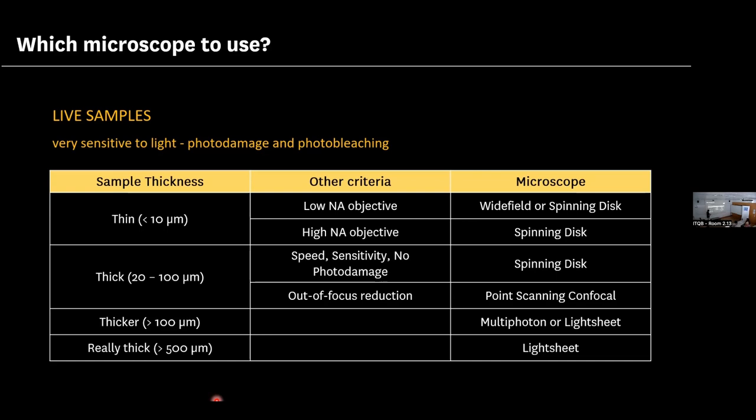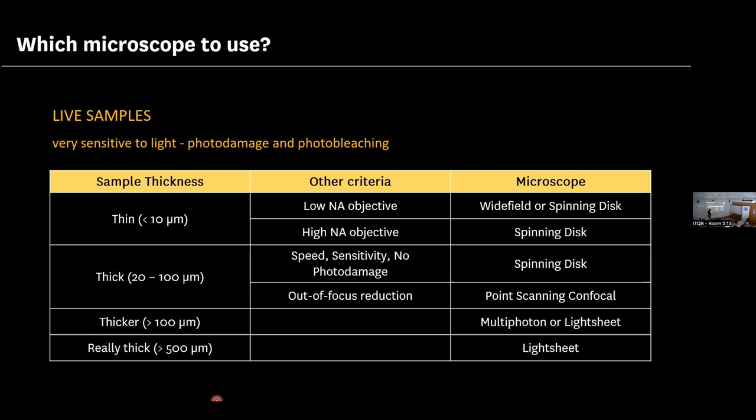So here, unsurprisingly, spinning disk wins. If it's a very thin sample, a low NA, you can use either a wide field or a spinning disk. It doesn't really make a difference except for the availability of the system and the cost of using it. With a low NA, you get a very similar image. Probably your wide field will be better because you might have a CMOS camera with a higher resolution. On the spinning disk, you probably have an EMCCD with 512 by 512 pixels, so you'll probably have less resolution than wide field.